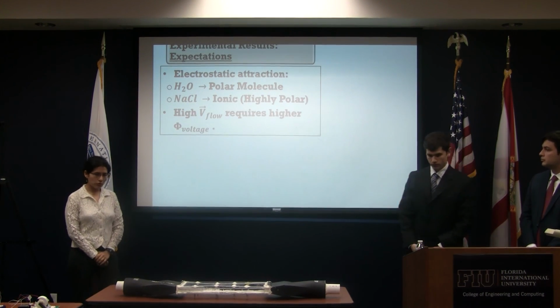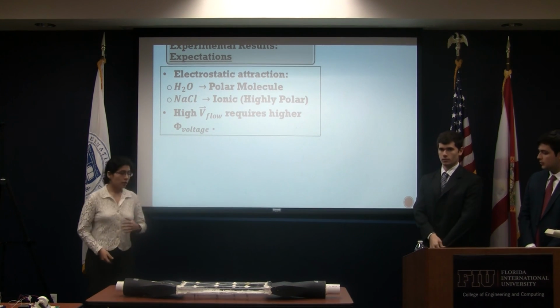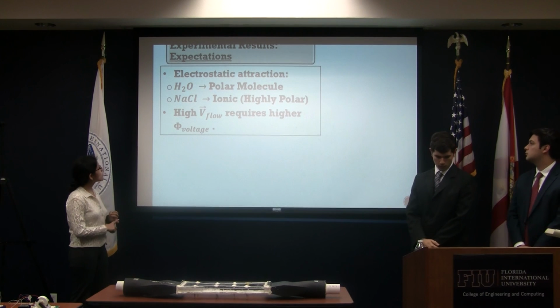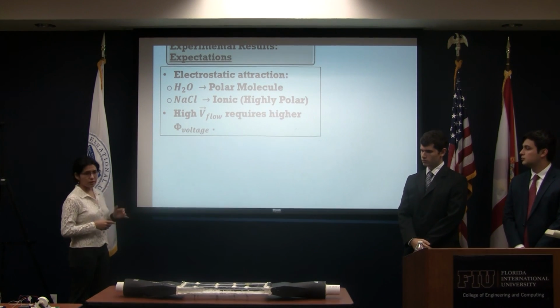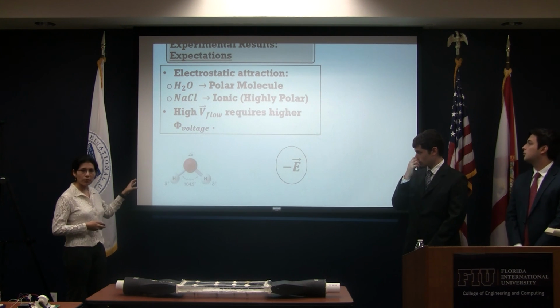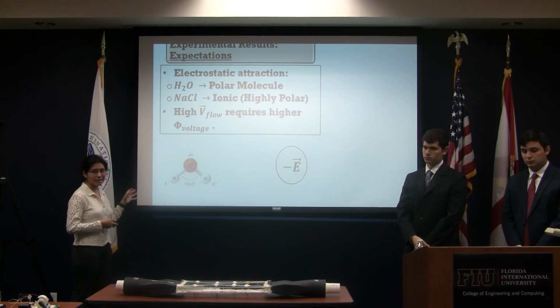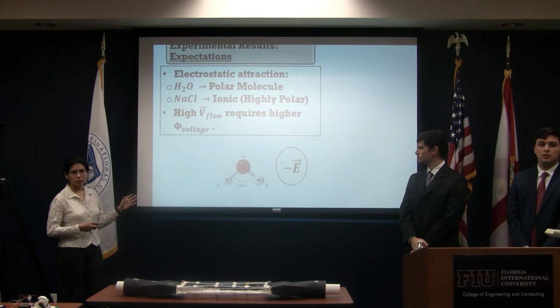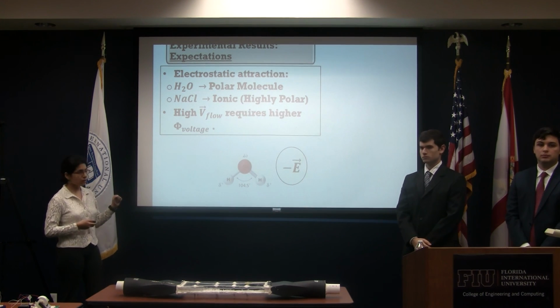So next we proceeded to attempt to validate our flow reattachment by using electrodes. How did we do this? First, we studied electrostatic attraction, which means that water is already a polar molecule, which means that it has high electronegativity, which means that it's going to be easily attracted to a strong electric field.